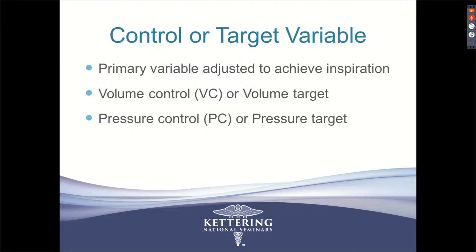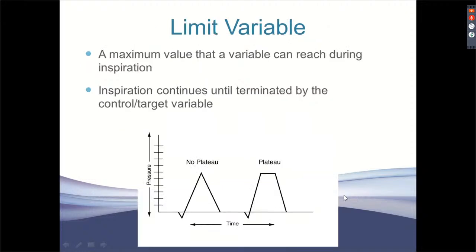All right. Top of page 5 is the limit variable. Highlight number 1. This establishes a maximum value for that particular variable, whether it's pressure, volume, time, or flow. And then number 3, it doesn't matter which variable it is, but it doesn't end inspiration. It just creates a plateau or a pressure hold on the breath. You can see that illustrated down here in the ventilator graphic. Okay.